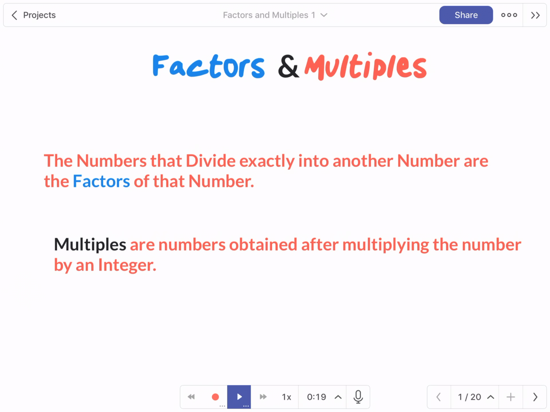The numbers that divide exactly into another number are called the factors of that number, while multiples are the numbers obtained after multiplying the number by an integer.